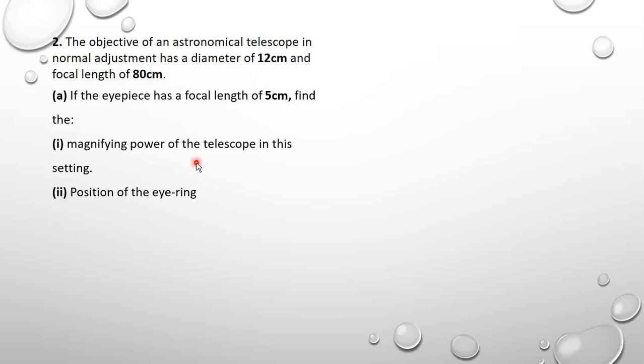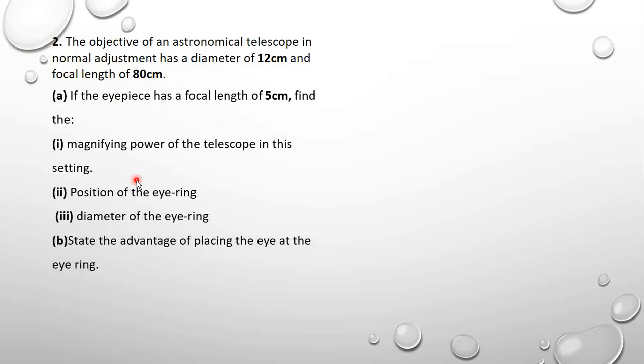But remember, let's start by getting the magnifying power in this setting. This is a setting which is normal adjustment. So if it is normal adjustment, we know that M is equal to F naught over Fe. So these are the questions. Let's look at these other questions. They also want us to calculate the diameter of the eye ring, and then also state the advantage of placing the eye at the eye ring. So that's the question. Now let's look at the solution.